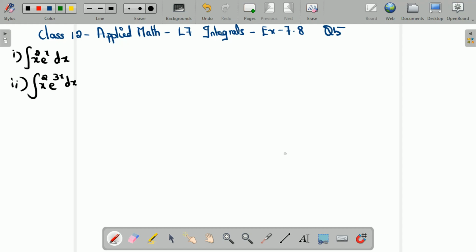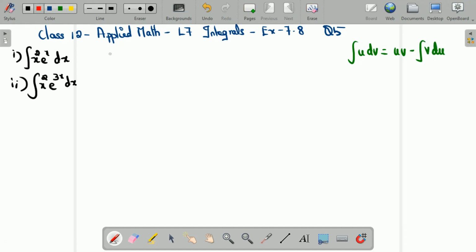In this video, let's find the solution for the fifth question in exercise 7.8. If you look at the first subdivision, it's the integral of x squared e power x dx. So this is of the form integral of u dv. So we are going to use the formula uv minus integral v du.